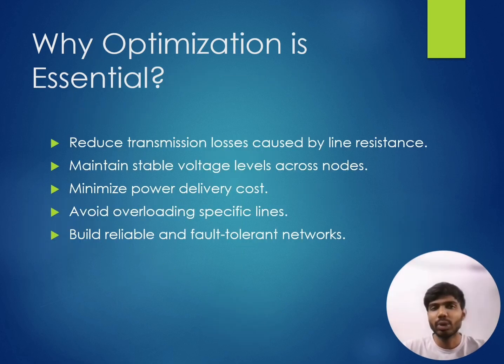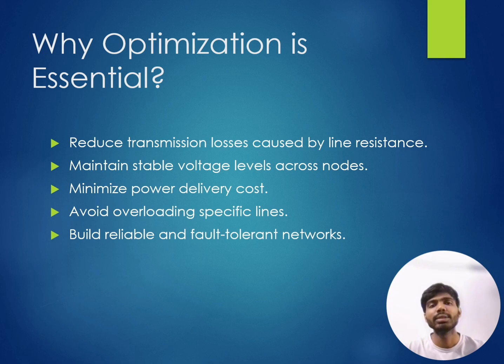So why do we go to all this trouble? Why is optimization so essential? Well, first, as we just discussed, it's to reduce transmission loss. As we already saw in the previous slide, that 5 kilowatt loss is a waste of energy and money. So we want to find the paths that minimize that.